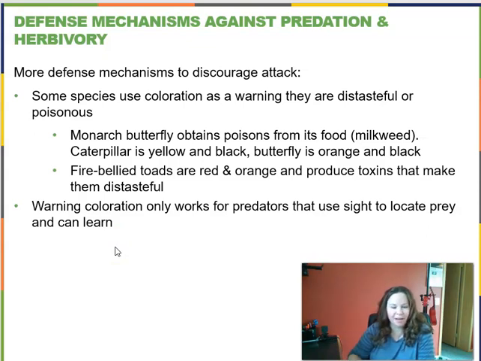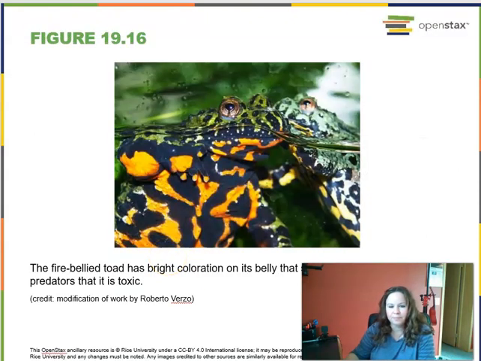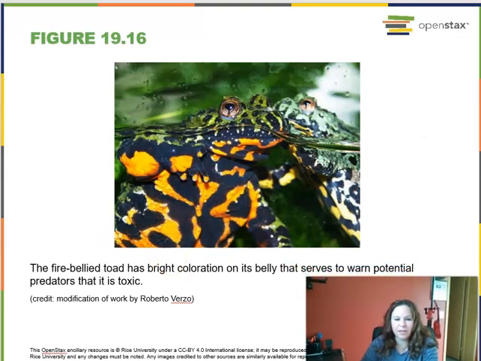Plus learning, and often it's by trial and error that like a bird will capture a monarch butterfly and will attempt to eat it the first time and learn that, whoa, this does not taste good, and then will learn to avoid that insect from now on. So against prey, or against predators who can use sight and can actually learn. There's that fire-bellied toad right there, giving its warning signal. Don't eat me. I taste bad.